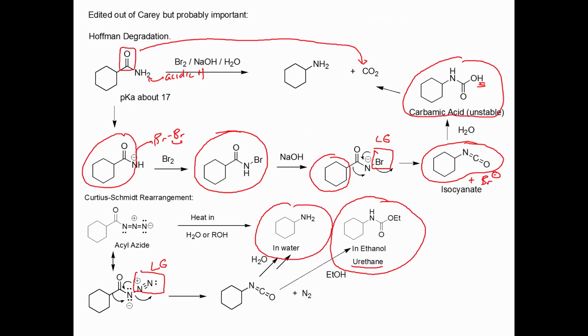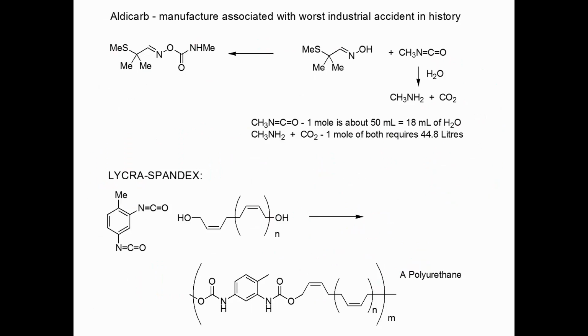So urethanes are very interesting, very useful compounds. Let's look at a couple of applications of them. This is the pesticide aldicarb, which has been associated with the worst industrial accident in history in Bhopal, India, sometime in the 1980s. This pesticide has a urethane group here, and it's just made by taking the oxime here and treating it with methyl isocyanate.